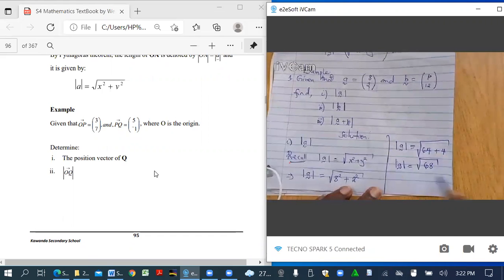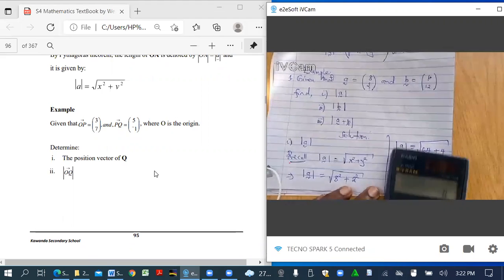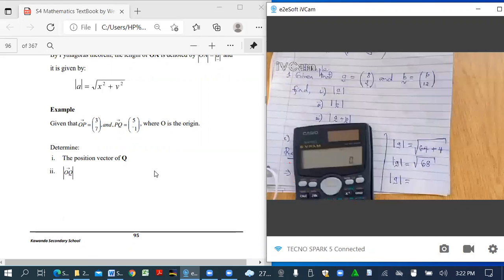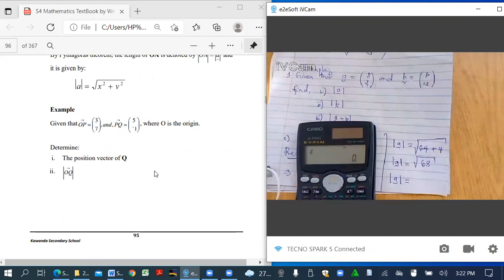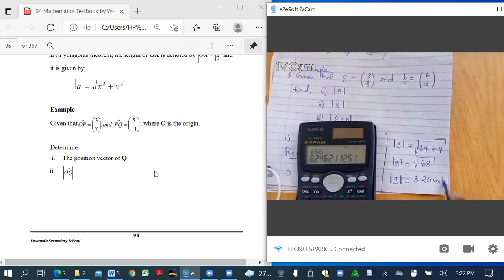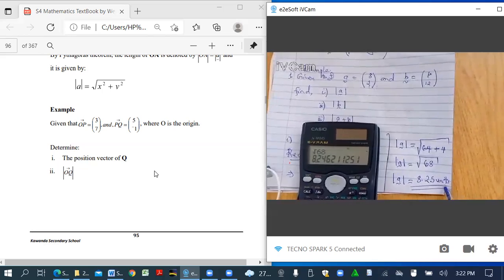If you are not sure, you can leave it like that, but when you press your calculator, what is the square root of 68? It is 8.25. 8.25 units. After getting your answer, what do you add? Units.